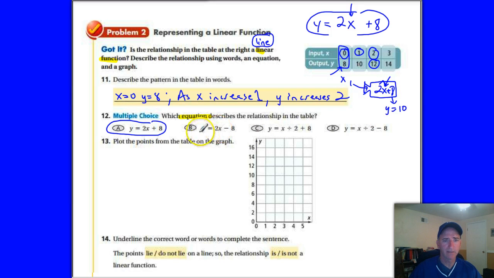Okay, so we've identified the equation. None of these other choices work. It's not 2x minus 8. None of those would fit for that. You're not going to divide x by 2 and then add 8. None of those would work either. So A, B, or D do not work.